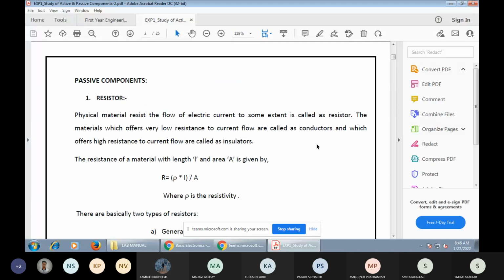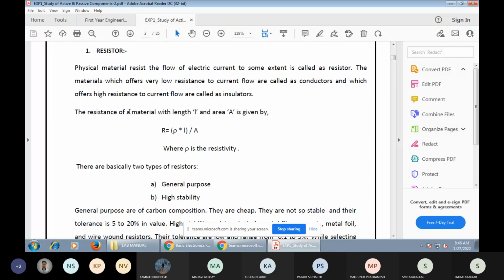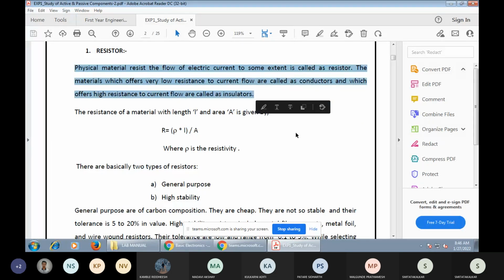You can see passive components in detail. The resistor was already covered in a previous practical. A resistor is a physical material that opposes the flow of electric current. Because it is an insulating, non-conductive material, the current flows through the resistor with opposition. It is used in electronic circuits together with active devices.